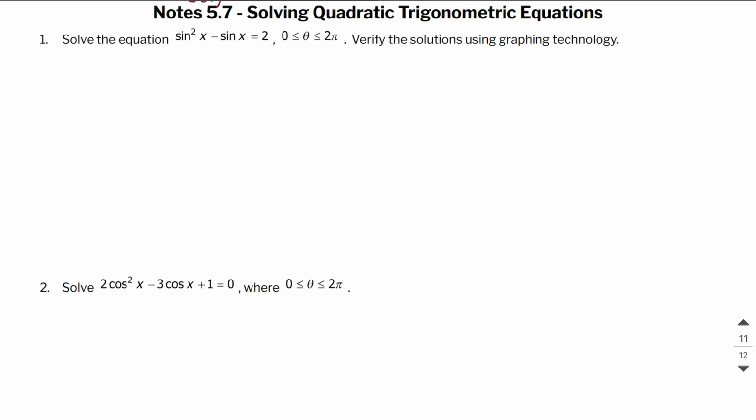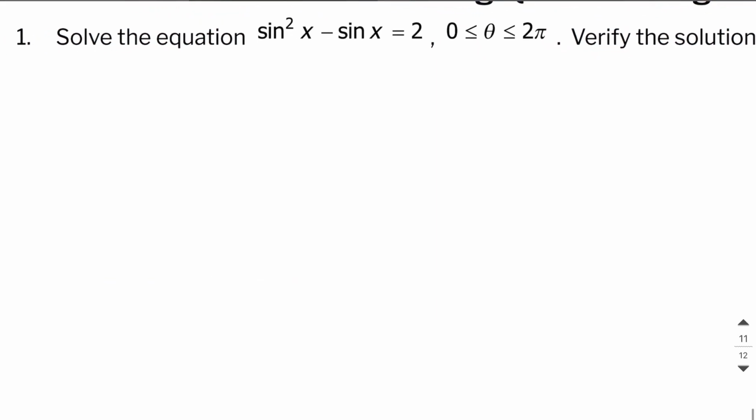Hi people, notes 5.7 are on solving quadratic trig equations. And the first question that we're given is to solve the equation sine squared x minus sine x equals 2 from 0 to 2 pi. So you can solve it as is, or we could make things easier on ourselves by using substitution here.